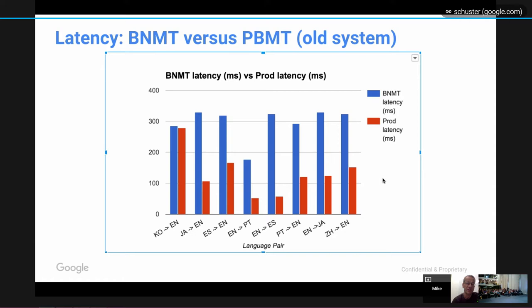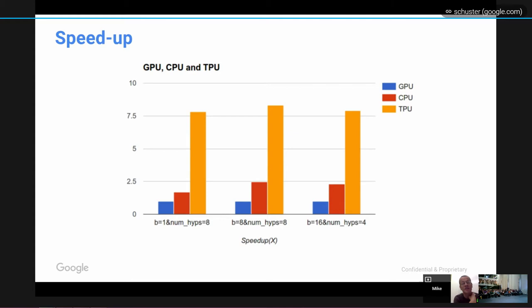So here's another interesting chart about speedups between GPU, CPU, and TPU. In blue, we see GPU, and then the speedup factor of CPU versus GPU is about 2 here, and then the speedup factor between CPU and TPU is about 4. And you may wonder, why is GPU so slow here? Well, the biggest reason is that we did not optimize our decoder to run on GPUs.